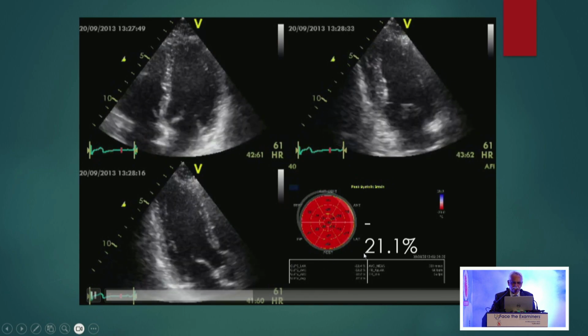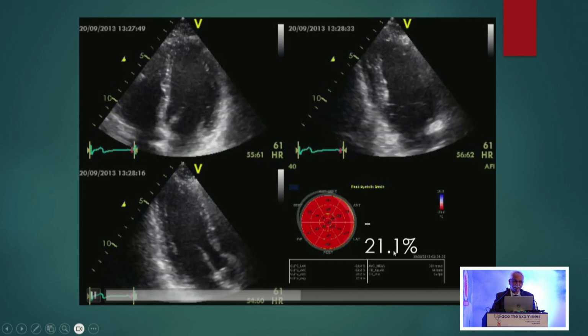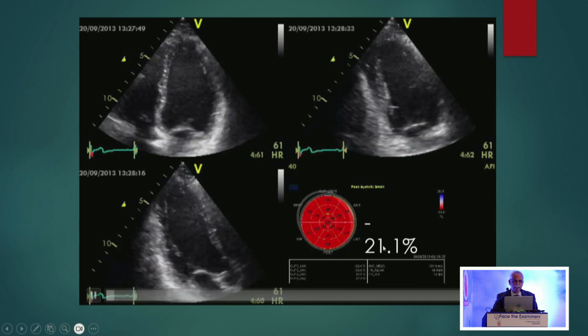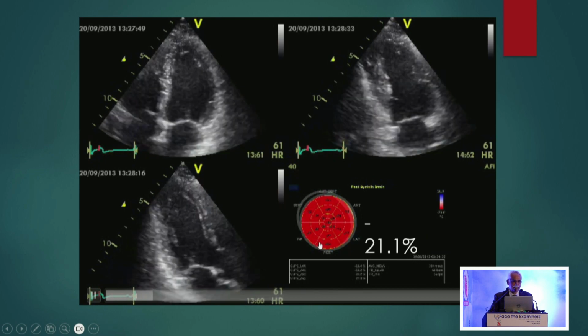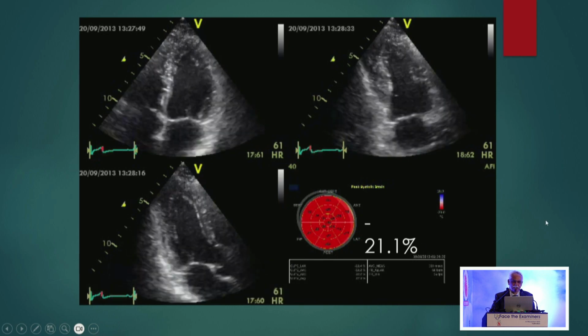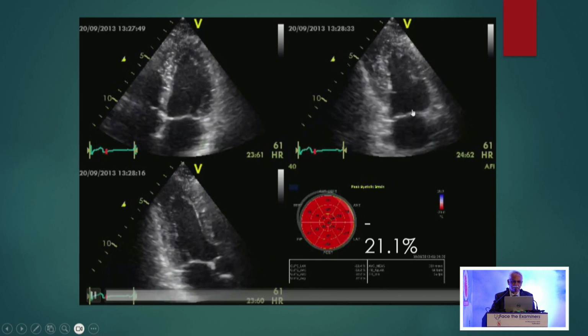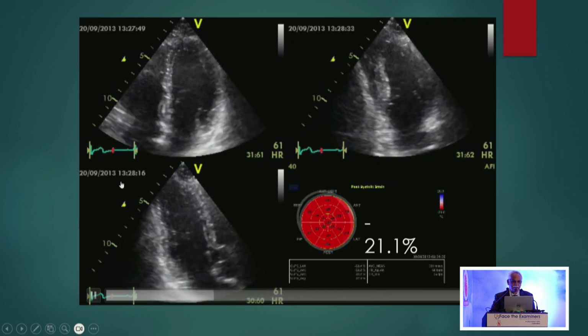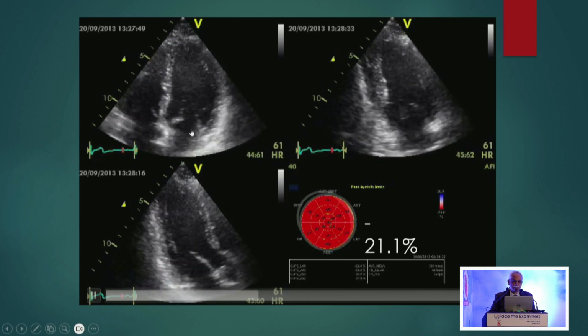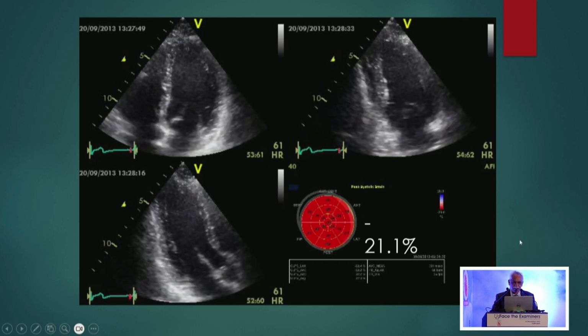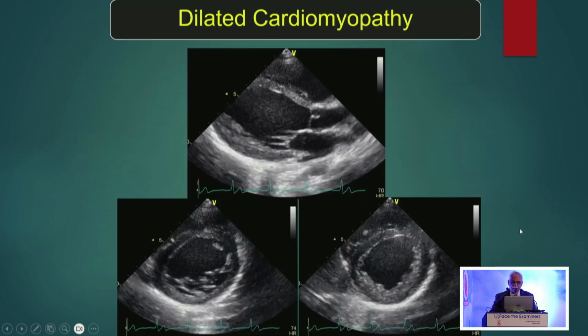So the strain is minus 21.1. Anything above minus 17, minus 18, minus 20 will be normal. Anything minus 16 or below will be definitely abnormal when the two-dimensional picture is good. So the strain depends upon this two-dimensional echocardiogram. The two-dimensional echocardiographic picture should be really good if you want to have reliable strain parameters.